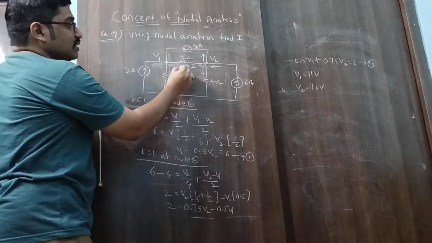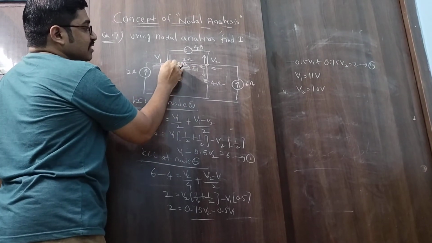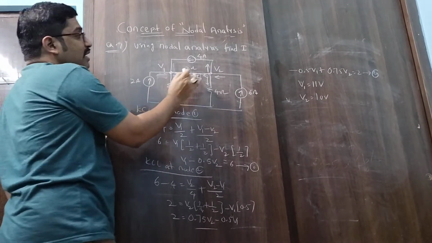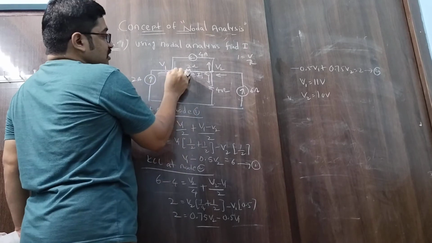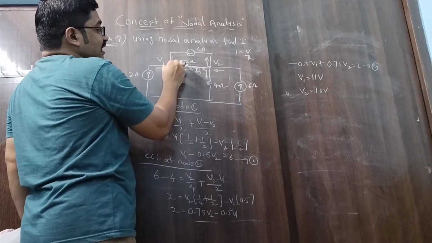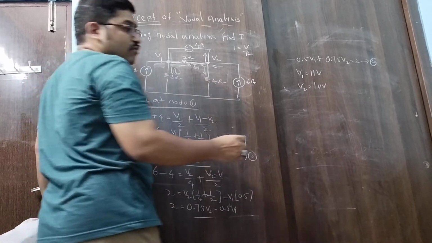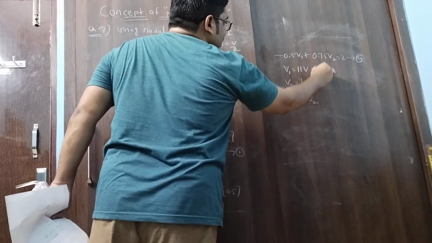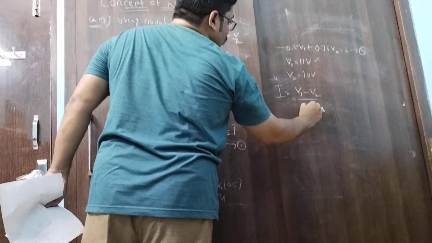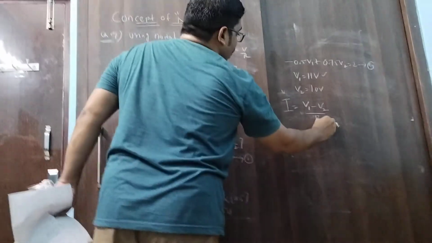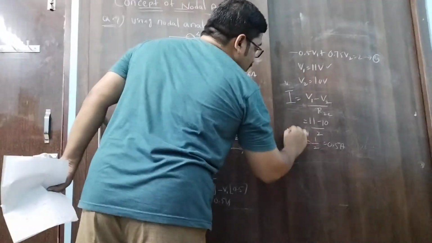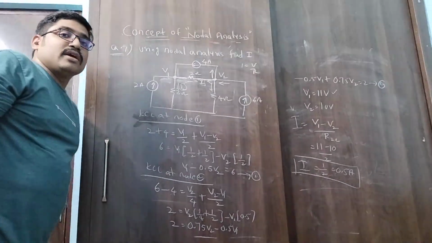Now he asked to find the current in the 2 ohm branch. How much current is there in this branch? This is what is important. I is equal to V divided by R. This 2 ohm branch is connected between node 1 and node 2, V1 and V2. Therefore I is equal to V1 minus V2. Take care, V1 is higher than V2, so I have written V1 minus V2 divided by the 2 ohm resistance. So 11 minus 10 divided by 2, that is 1 divided by 2, which is 0.5 amps. This is the solution for the problem. Thank you for watching this video.